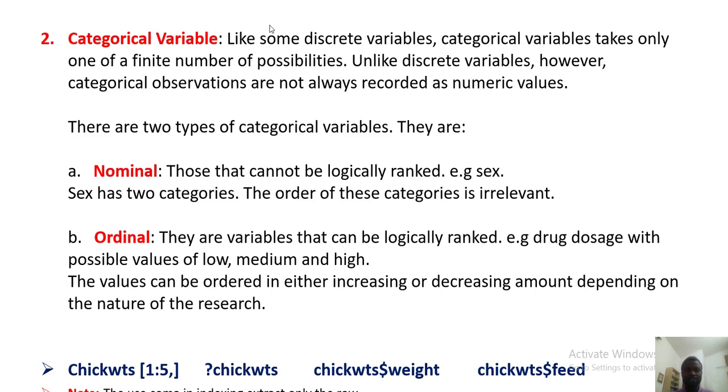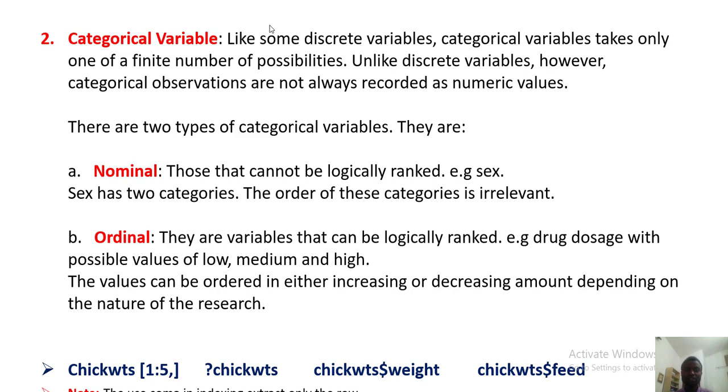So the other type of variable is the categorical variable. Like some discrete variables, categorical variable takes only one of a finite number of possibilities. Unlike discrete variables, however, categorical observations are not always recorded as numeric. So there are two types of these variables.